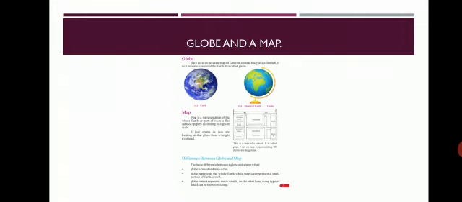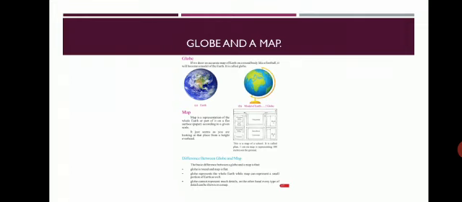Now let's see what a map is. What is the meaning of a map? It is written here that a map is a representation of the whole earth or part of it on a flat surface or paper, according to a given scale. I'll tell you later what a scale is. And it looks as if you are looking at that place from a height overhead.